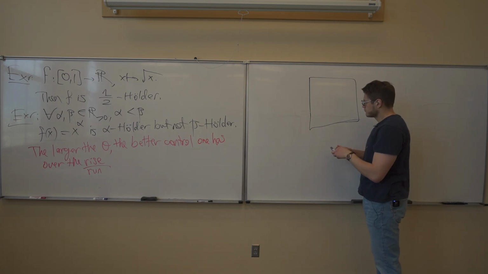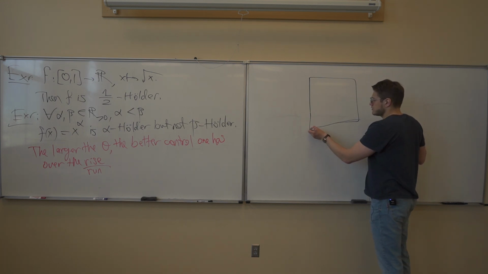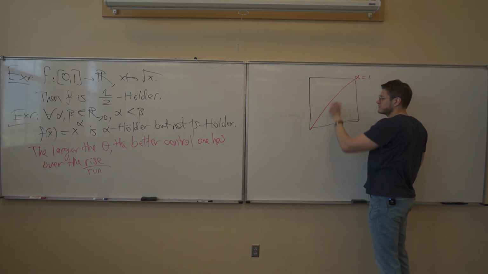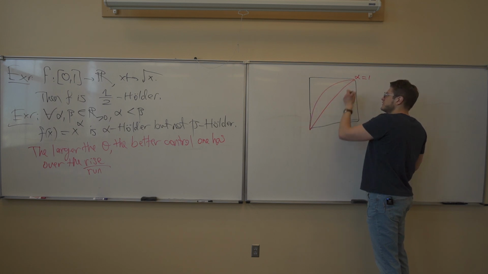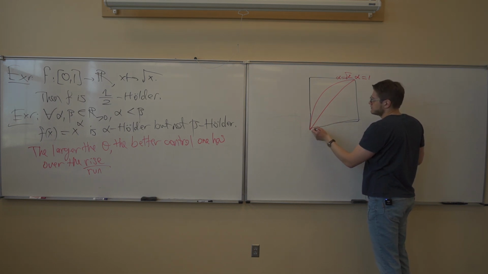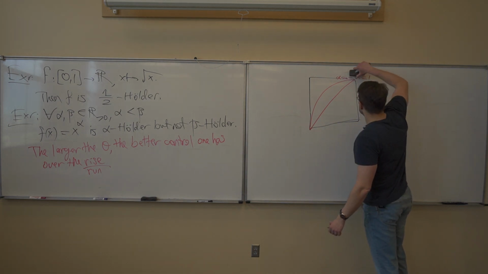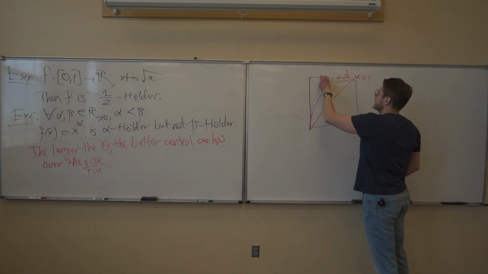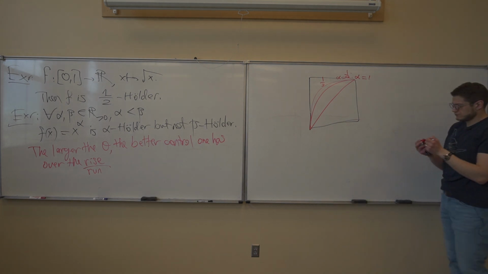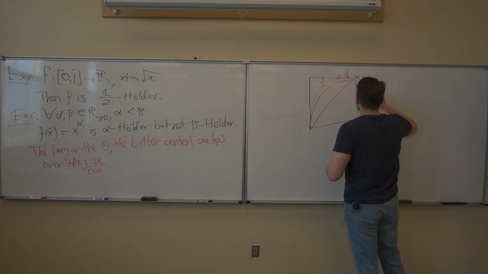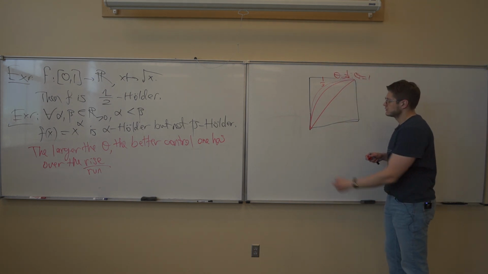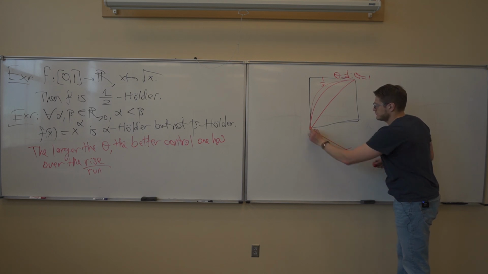So this is when you have alpha equals 1. So this is the diagonal. Something like this is when alpha equals root 2. Okay, and then 1/2. And then this is 1/3 and so on. And I guess we should call this theta, the exponent.